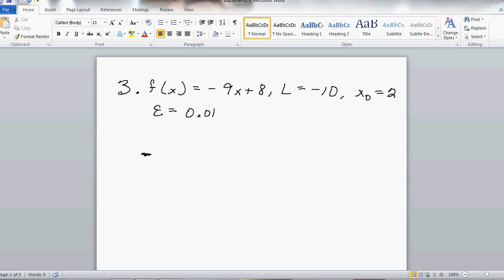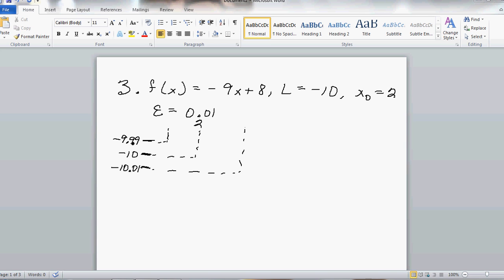Okay, the y value. We know that the limit is negative 10, so we're going to put negative 10 here. And then epsilon tells us how much it's going to change from one to the other. And so if we go up 0.01, then that's going to be negative 9.99. And if we go down 0.01, that's negative 10.01. And we're going to have to find the equivalent x values. Now the x value here should be pretty simple. That's 2. But now we have to find this one and this one.